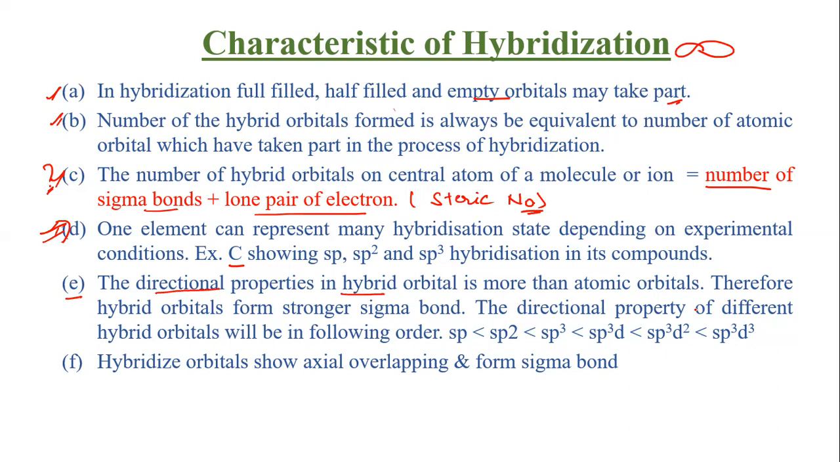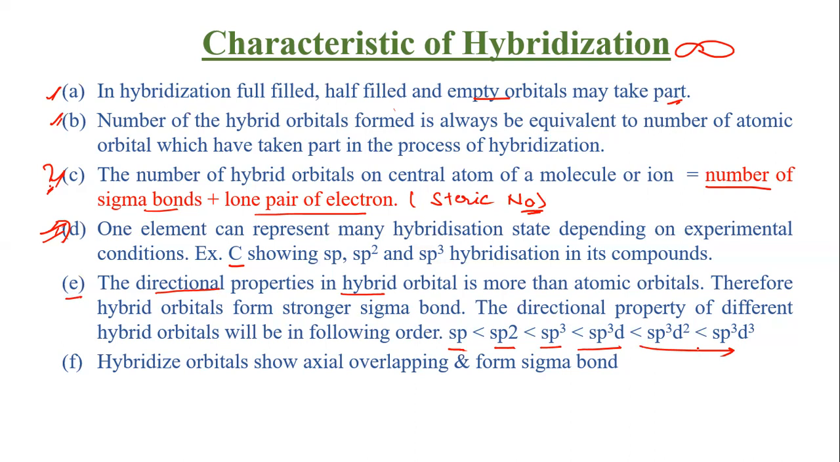The directional property of different hybrid atomic orbitals follows the order: sp, then sp2, sp3. It means the more hybrid atomic orbitals are included, the more the directional property. In sp, s and p are there. Then in sp2, 1s and 2p are there. In sp3, 1s and 3p are there. In sp3d, 1s, 3p and d are involved. Then sp3d2 is involved. As you go in this direction, the more orbitals are involved in the hybridization, the stronger the directional property and the stronger the sigma bond they are going to form.